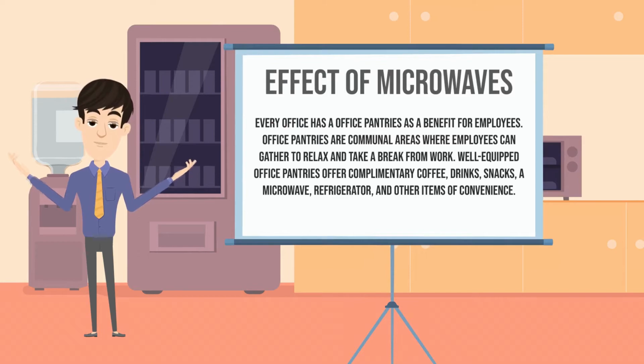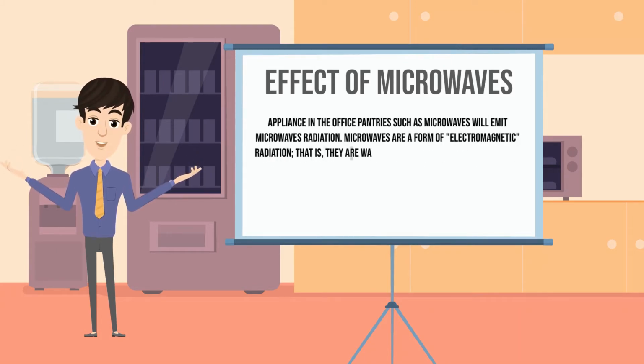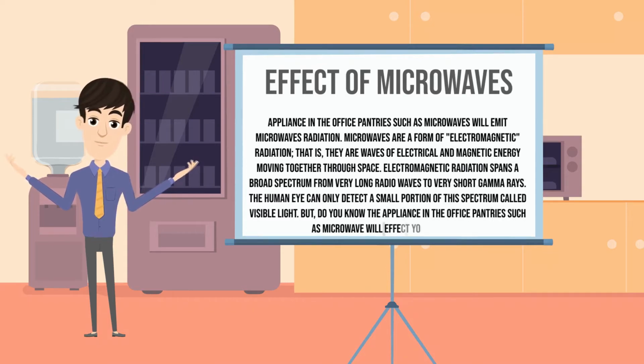Every office has great office pantries as a benefit for employees. Office pantries are communal areas where employees can gather to relax and take a break from work. Well-equipped office pantries offer complimentary coffee, drinks, snacks, a microwave, refrigerator, and other items of convenience. Appliances in the office pantries, such as the microwave, will emit microwave radiation.